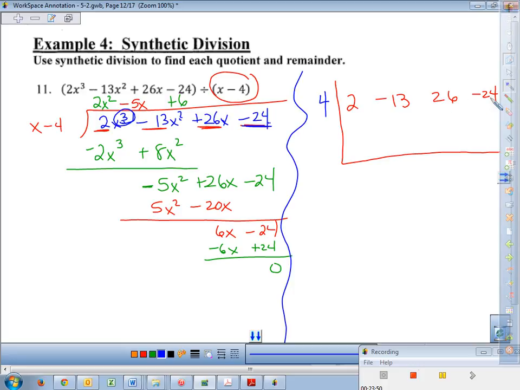Sound cool with that? Now watch how synthetic division works. It's just a little pattern you need to memorize. First term comes down. Bring that 2 just straight down and put it right there.